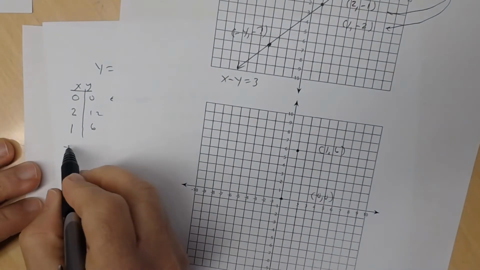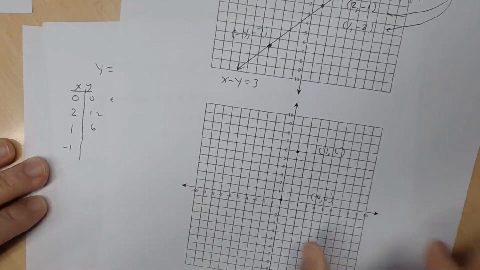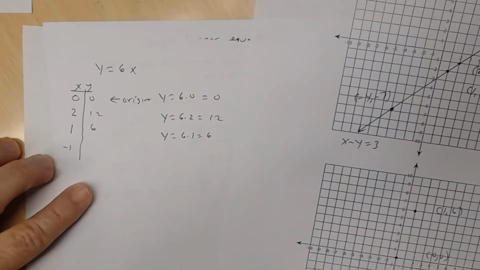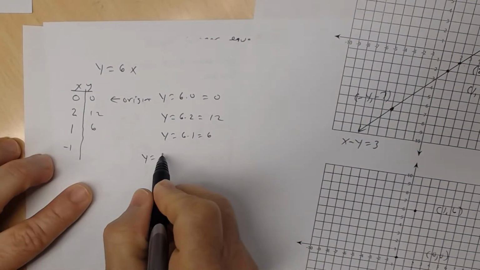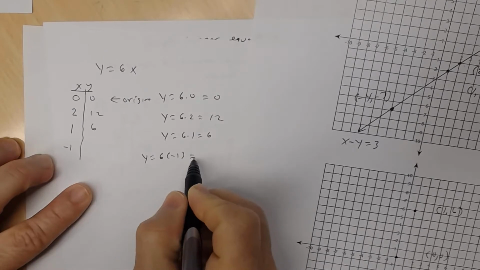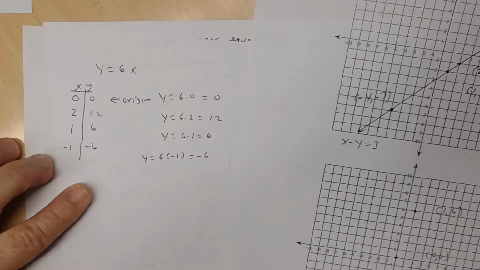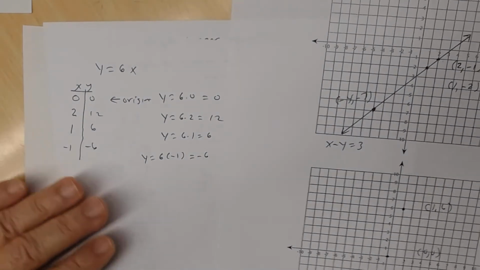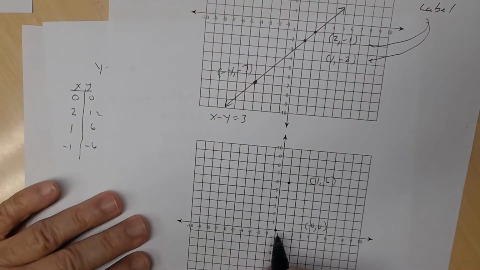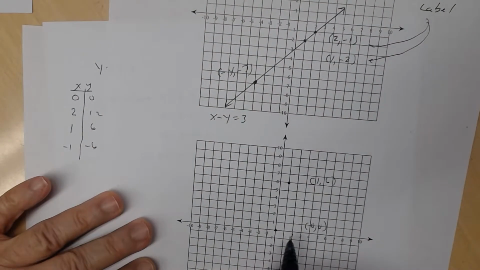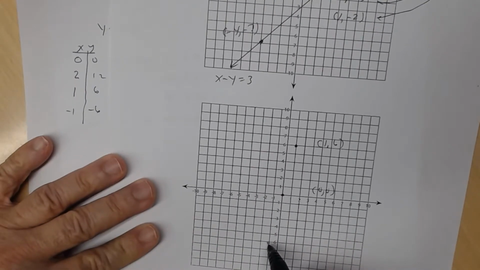So let's say x is -1. If x is -1, I get y equals 6 times -1, which is -6. So I get -1, -6. So -1, -6 is right here. So this is the point -1, -6, which is in quadrant 3.